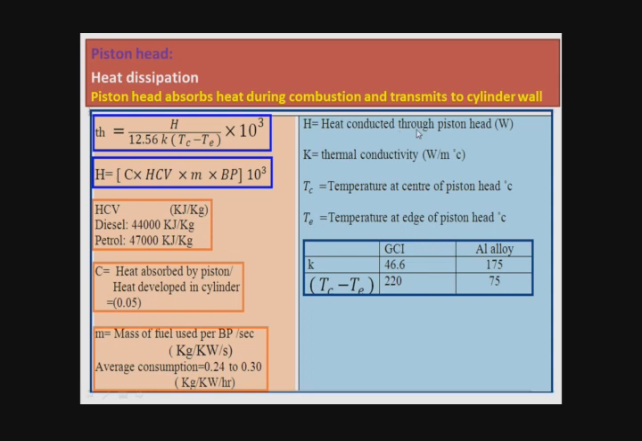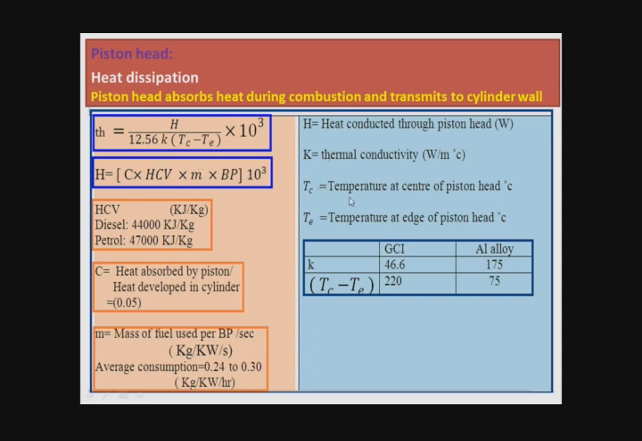H means it is heat conducted through the piston head, so it should be in watt. You have to substitute that H value in terms of watt. K means it is thermal conductivity, watt per meter degree Celsius. You know already what this value means.